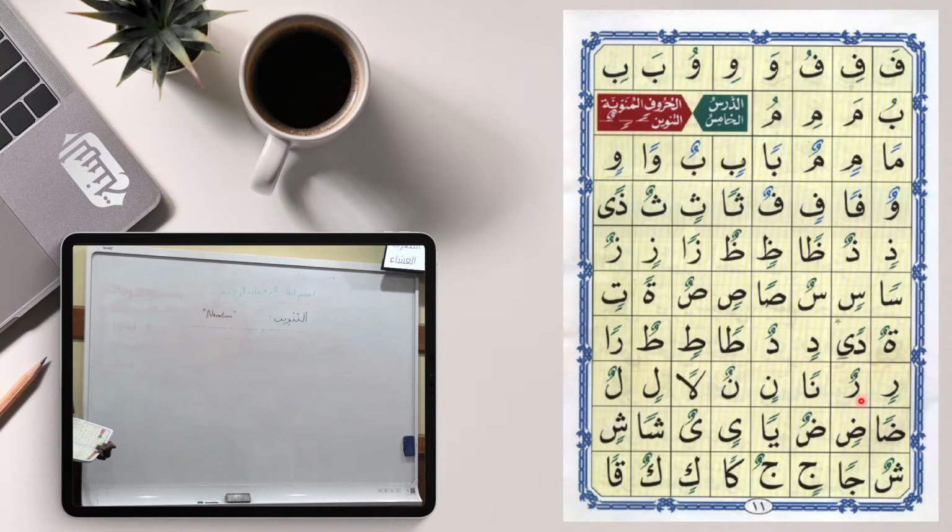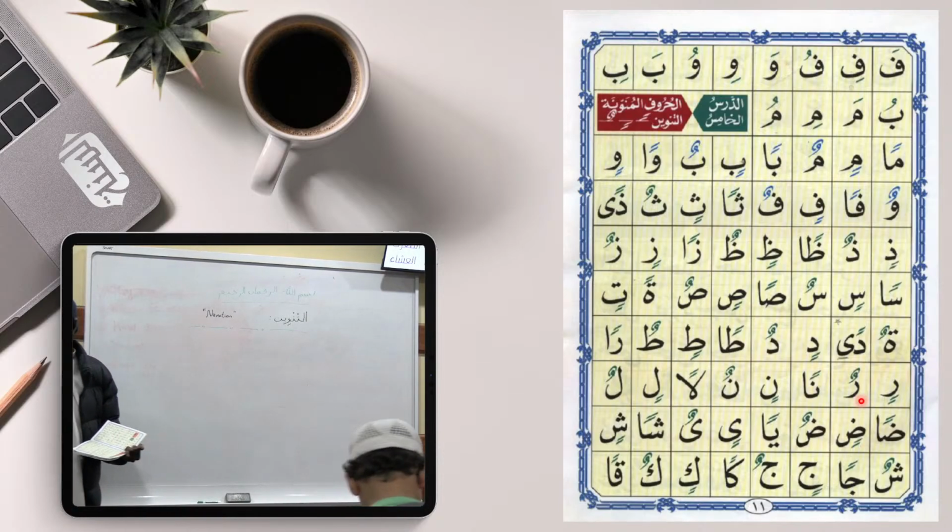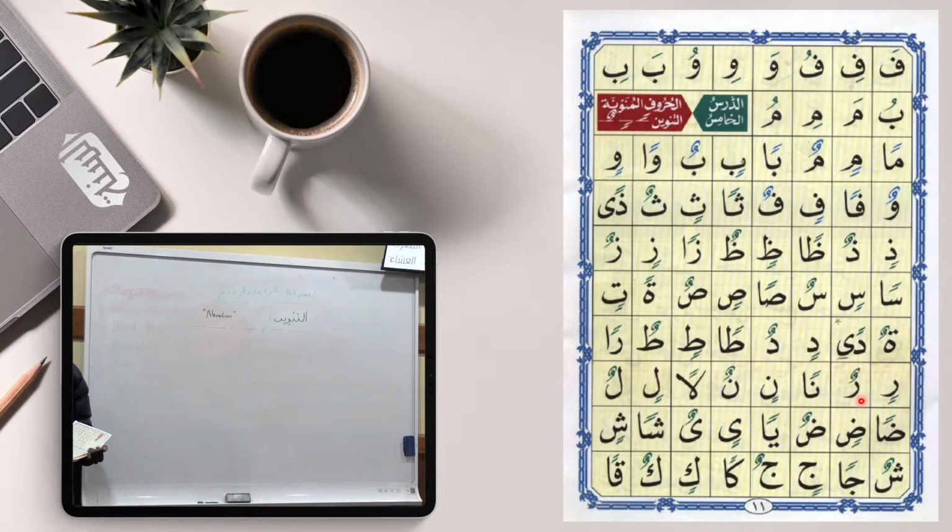And then the first, because of the fathatan on the ra in the first case, the ra is heavy with an aw sound. Ra fathatan, ron. Ra kasratan, rin. That's light. And then you go back to heaviness for the dhammatan. Ra dhammatan, run. Ron, rin, run.